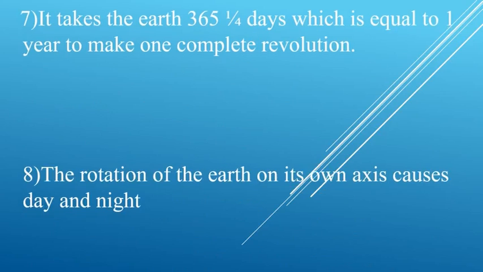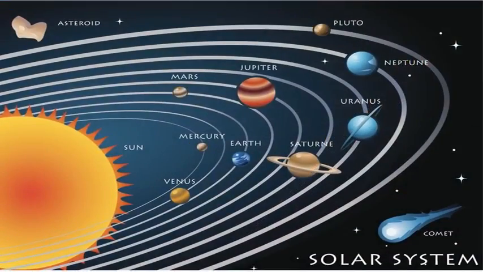Point 7 and 8, I think I have mentioned this. It takes the Earth 365 1/4 days, which is equal to 1 year, to make a complete revolution. 8. The rotation of the Earth on its own axis causes day and night, which I believe I have mentioned. The rotation of the Earth on its own axis causes day and night. So this is the solar system, and this is how the movement takes place.